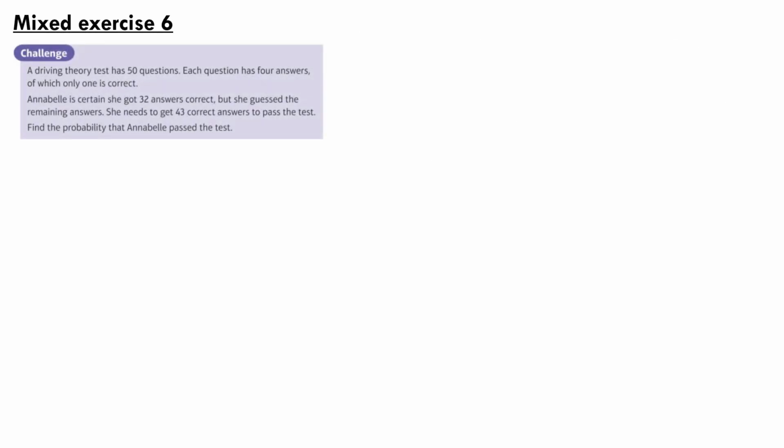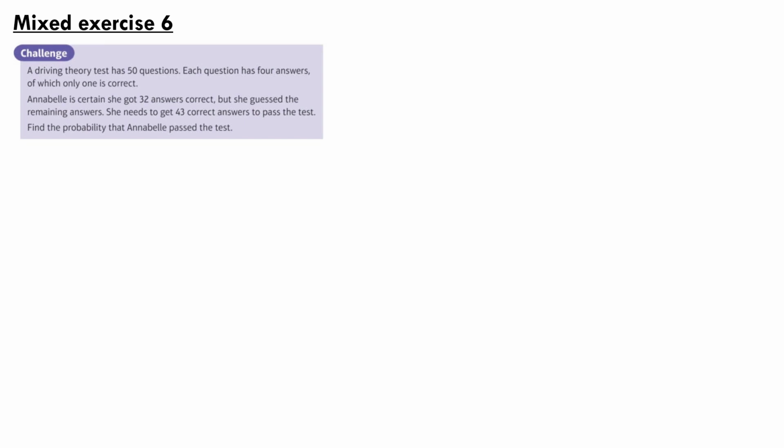Okay, and the next question is from mixed exercise 6. A driving theory test has 50 questions. Each question has 4 answers, of which only 1 is correct. Annabelle is certain she got 32 answers correct, but she guessed the remaining answers. She needs 43 correct answers to pass the test. Find the probability that Annabelle passed the test.